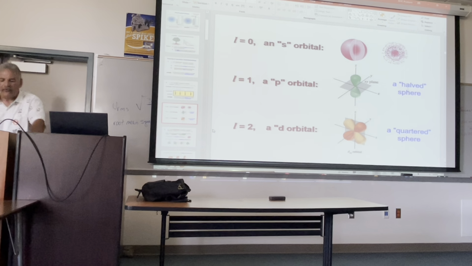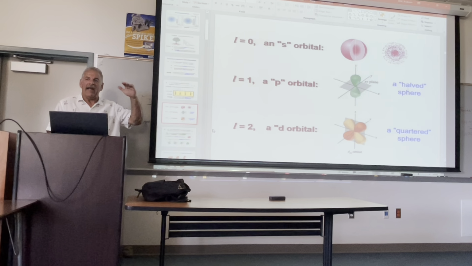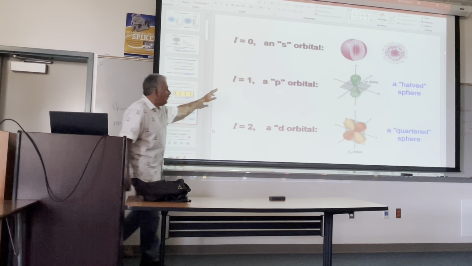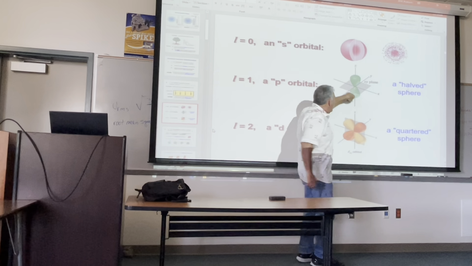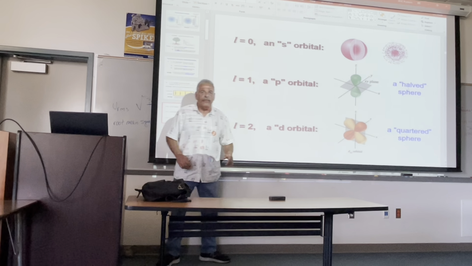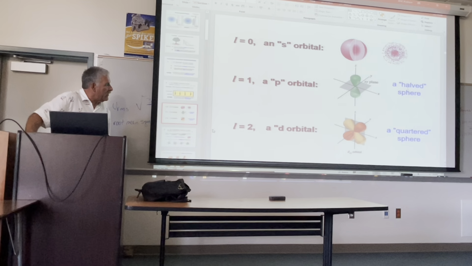So L equals 0 is an s orbital. S orbital is a sphere, so every level of n you go to where L is 0, it's just a bigger sphere. L equals 1 is a p orbital, so the same thing happens. This dumbbell shaped thing here, or like how you used to draw flowers when you were little, right? Elliptical flowers. And then, so which is a half sphere.